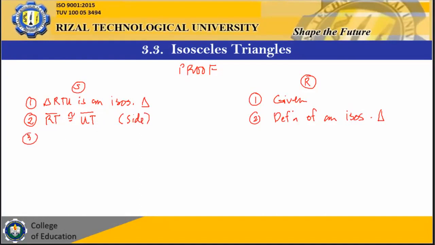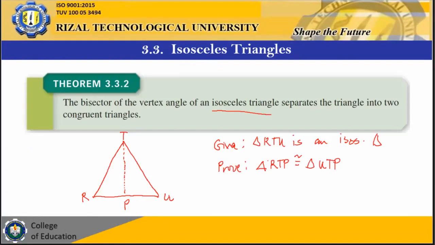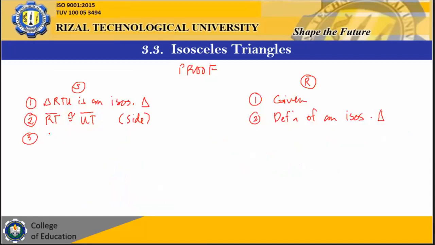Okay, next. Number 3. What information can you get? May kulang tayo dito. TP, given. TP bisects angle RTU. Lagyan natin yan. Kasi wala tayong makuha. TP bisects angle RTU. Kapag mayroong bisector ng angle, you know that it divides the angle into two congruent angles.